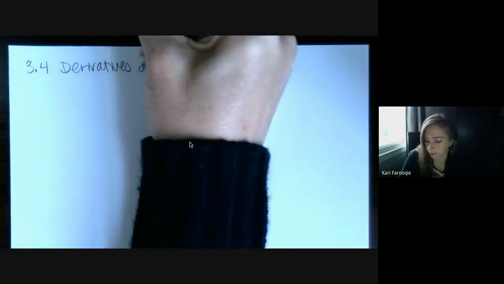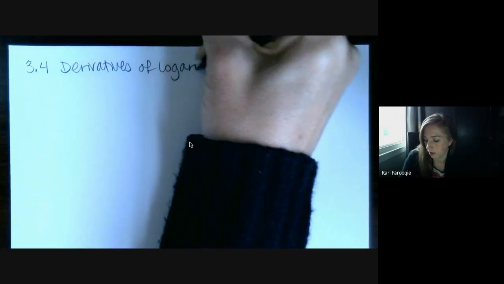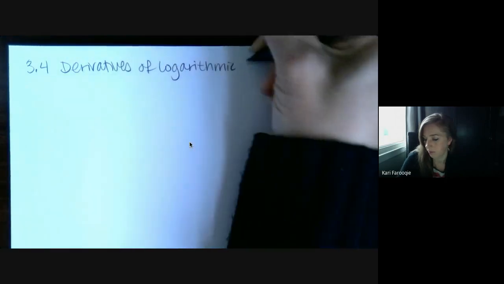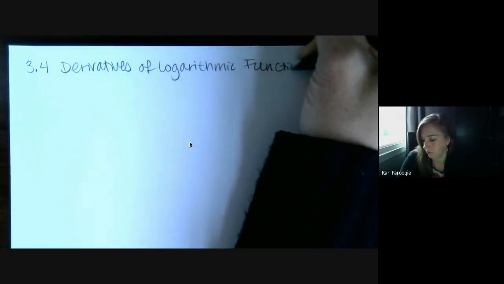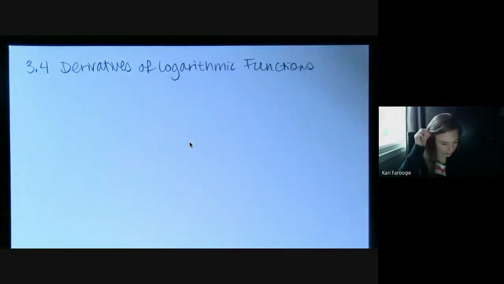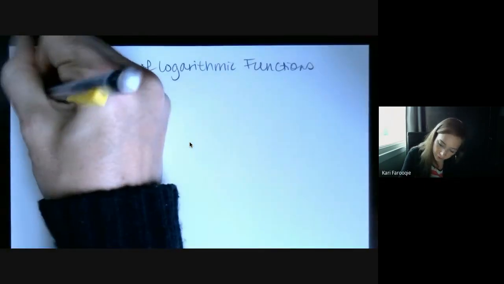Derivatives of logarithmic functions. I also want to remind you of some log rules because we are going to need to simplify some of these before we take the derivatives. Sometimes we don't have to, but it makes our lives a lot easier if we simplify the expression first. So let me give you those first.